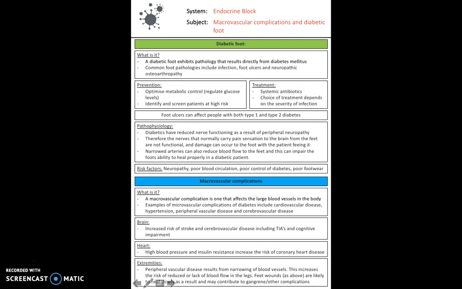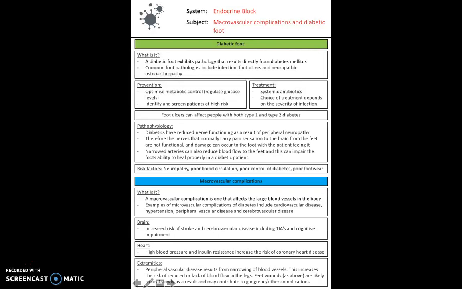With the heart, it can lead to high blood pressure, it can lead to insulin resistance, can increase the risk of coronary heart disease as well. There are correlations there. And with regards to the extremities, these blood vessels can be narrowed, and this can reduce blood flow to the legs or to the hands. And as a result, we tend to see feet wounds. So what this really is talking about is diabetic foot. And this essentially is a foot pathology, so infection, ulcer, or osteoarthropathy, as a result of the diabetes.